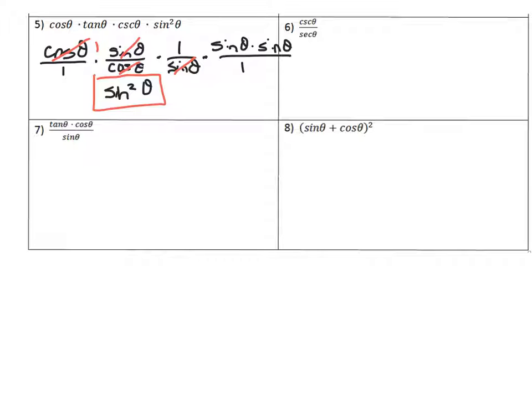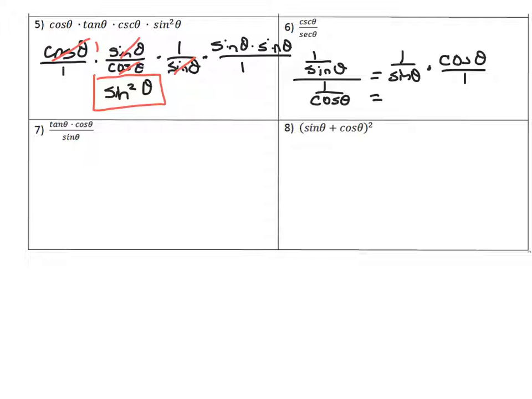For number 6, I've got a division. So let's see how we're going to approach division. Cosecant of theta is going to be 1 over the sine of theta. And then I'm dividing by secant, which is 1 over cosine of theta. Now when I divide with fractions, I'm going to keep the numerator, change to multiply, and multiply by the reciprocal of the denominator. So I'm going to have 1 over cosine times cosine over 1.